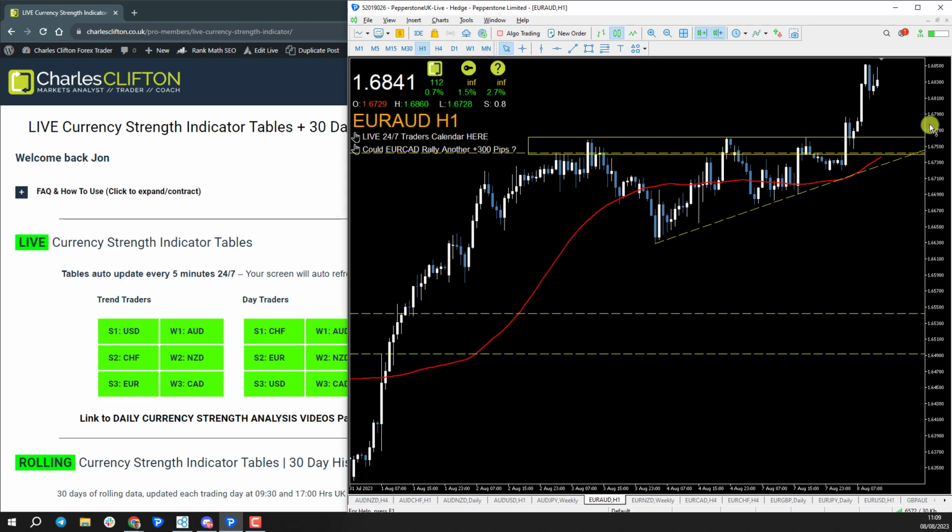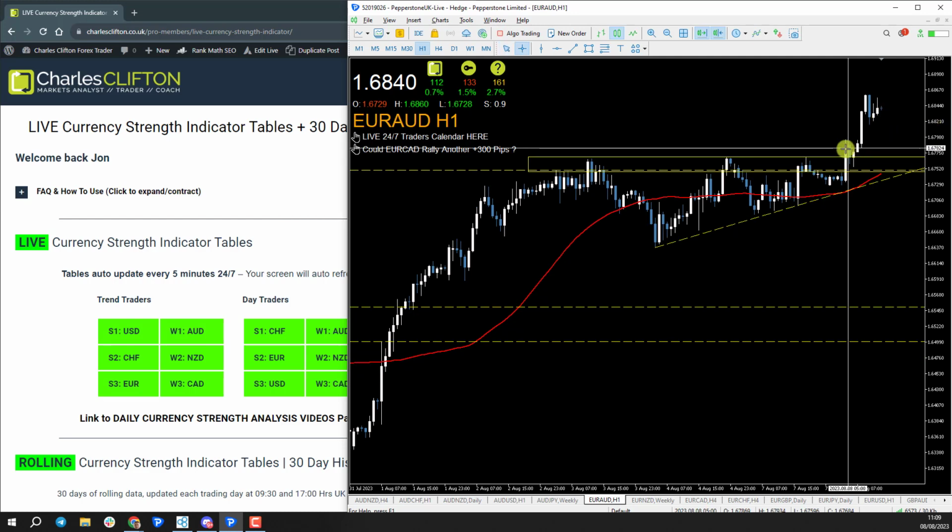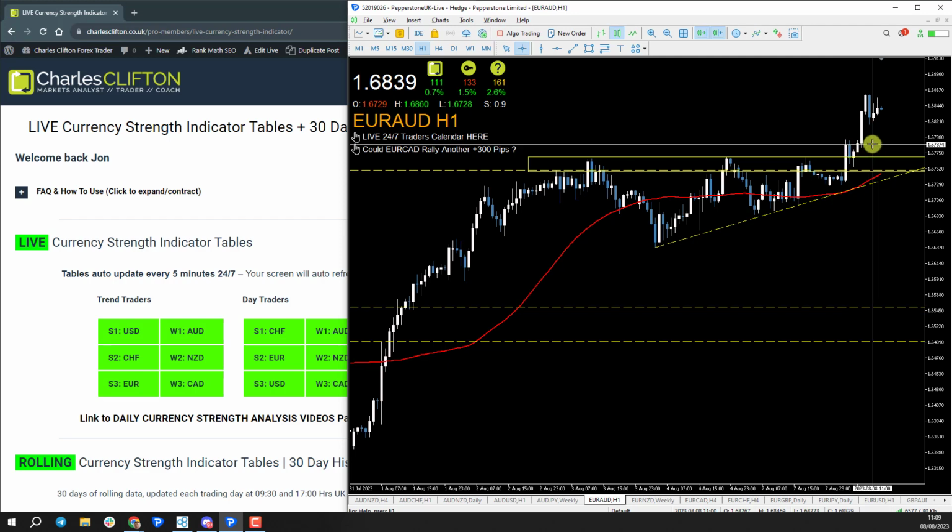Now if I go to the hourly time frame, you can see that that breakout occurred around 1.6780, being that sort of area there. So I wouldn't actually mind seeing price maybe come back into this high in here, find some support, and then continue with our upward trend.